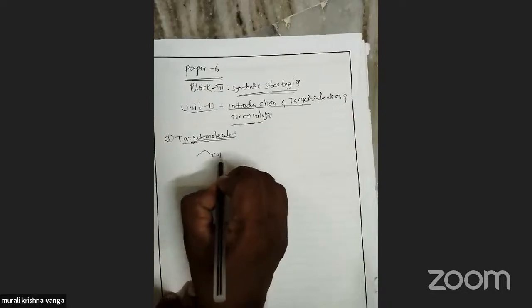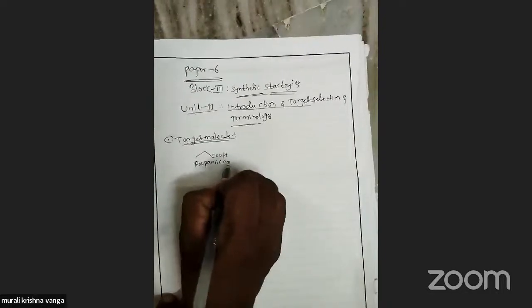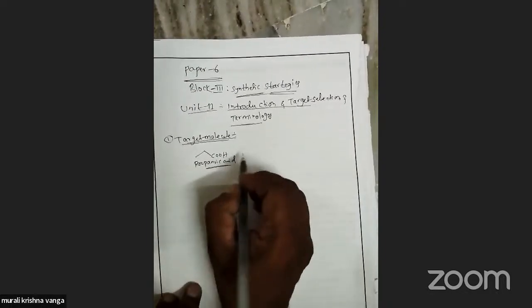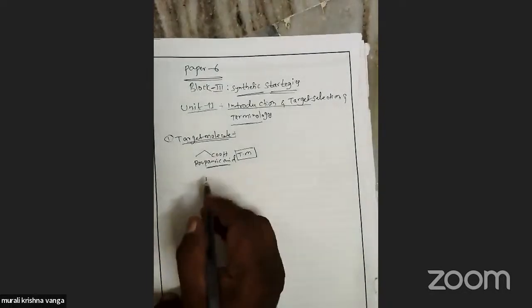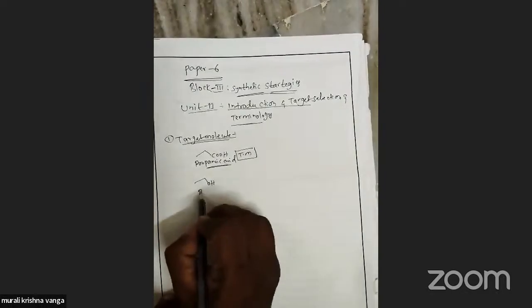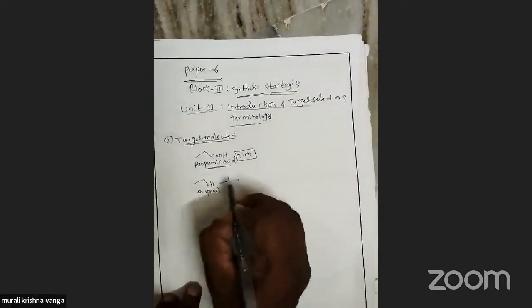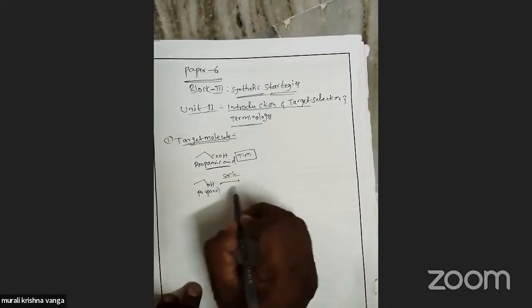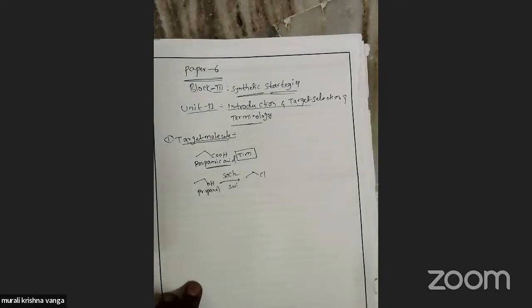For example, I am taking n-propanoic acid. This propanoic acid is the target molecule I am taking for synthesis in the laboratory. How can we synthesize it? I am taking propanol. When this propanol reacts with SOCl2, a nucleophilic substitution reaction takes place, so the hydroxy group is replaced by chlorine.